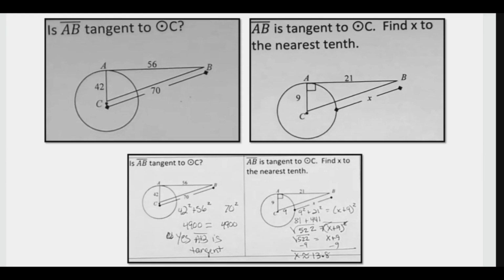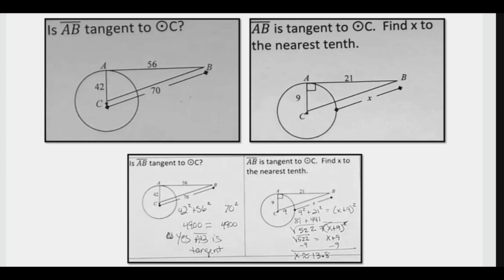Next one: segment AB is tangent to circle C. So using again the Pythagorean Theorem, 42 squared plus 56 squared, and we are not yet sure if it's equal to 70 squared. So simplifying, 42 squared plus 56 squared is equal to 4,900. And the square of 70 is equal to 4,900. And yes, AB is tangent.